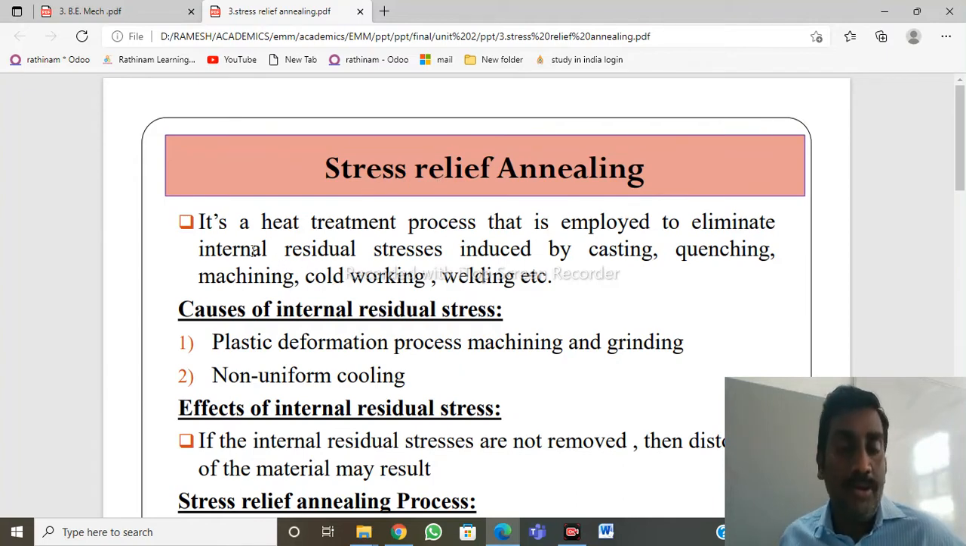It is a heat treatment process that is employed to eliminate the internal residual stresses induced by casting, quenching, machining, cold working, and welding, etc. By using these processes, we are getting these internal residual stresses. They can be eliminated with the help of this heat treatment process.